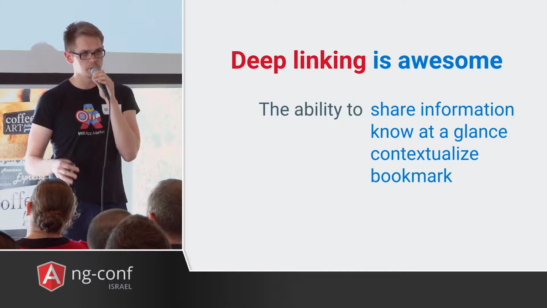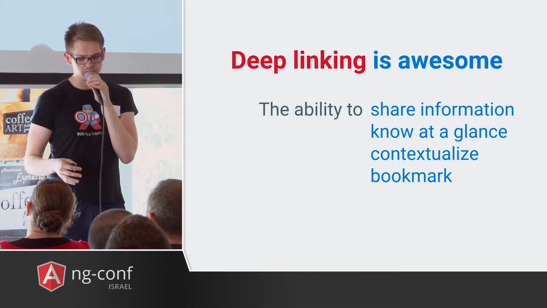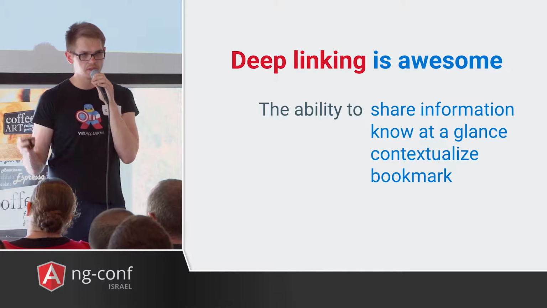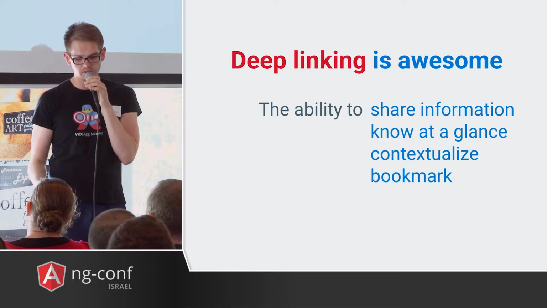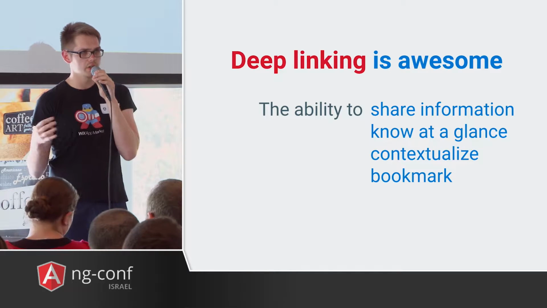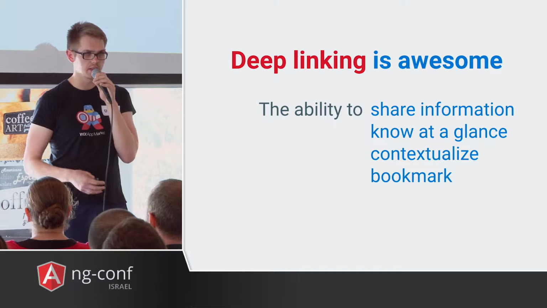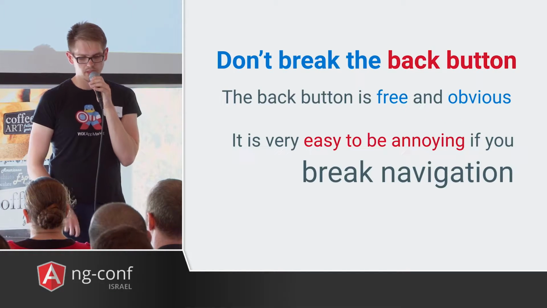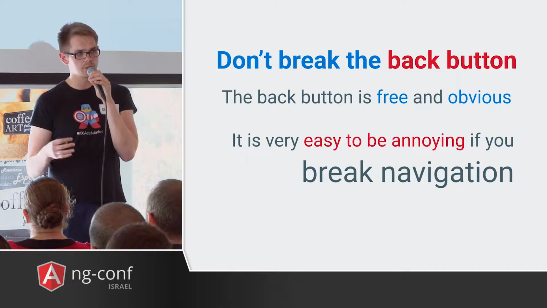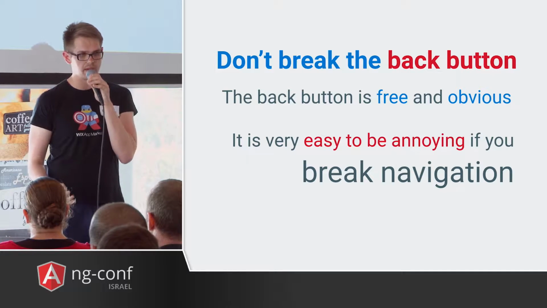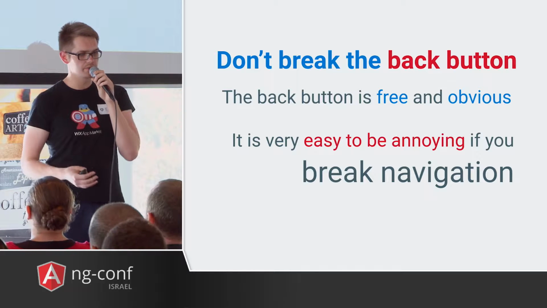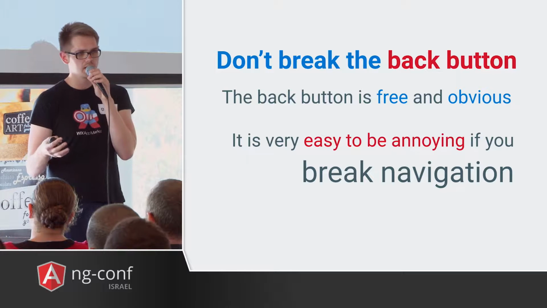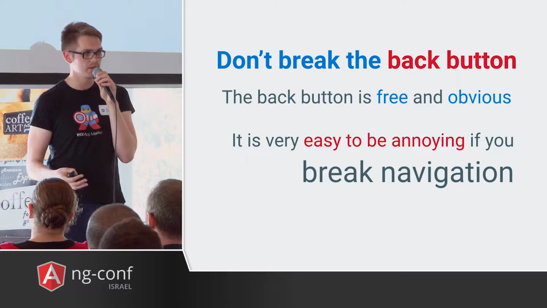One thing that's really important in modern applications is deep linking. It gives you the ability to share information, to basically copy and paste the link to someone else. It gives you the context to know where you are in the current application, and it allows you to bookmark it for later use. So in general, it's very useful. Another thing we want our applications to do now is to not break the back button. It's something that the browser gives us for free, and it's often very rude for the user to expect some behavior and for us to change it.